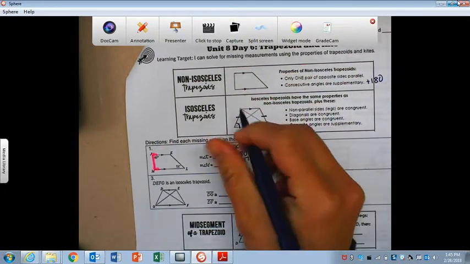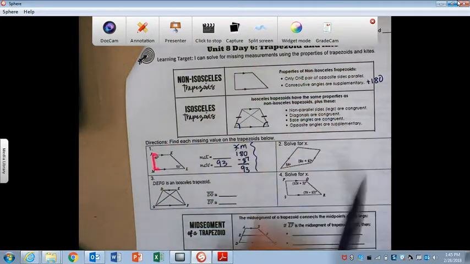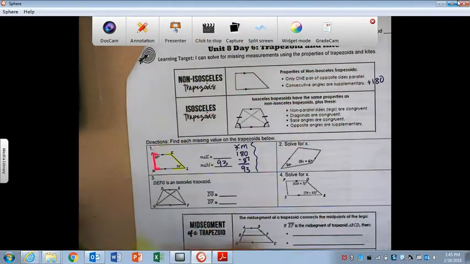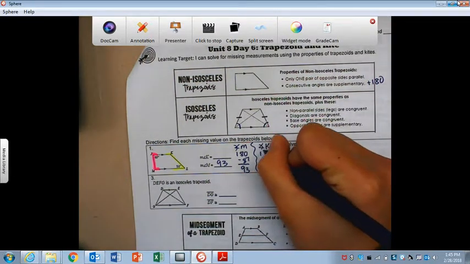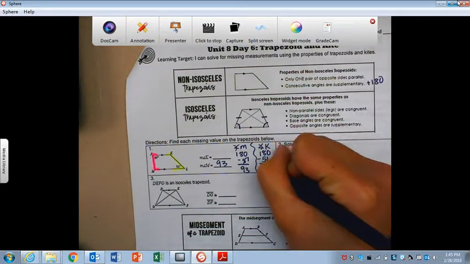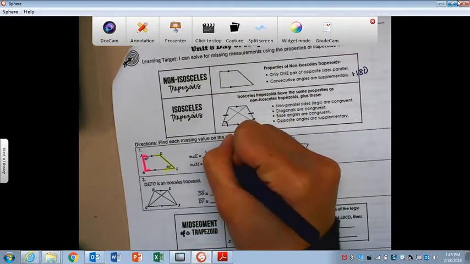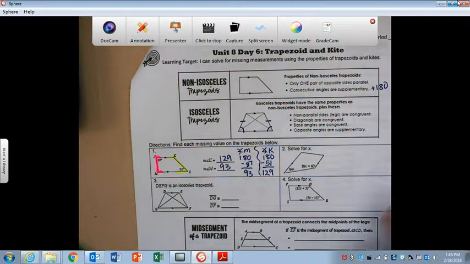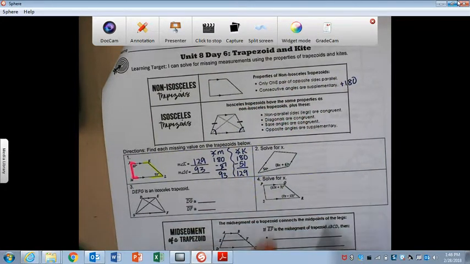87, and that's going to be 93. Okay? And now for angle K, I'm going to highlight these and remind myself those are consecutive. So for angle K, I'm going to go 180 minus 51, and that's going to give me 129 degrees. Okay? And remember, anything that's four-sided has to add up to 360. Alright? So, another example similar to number one is number two.